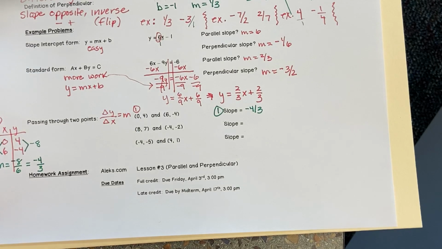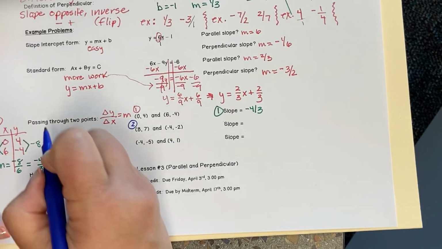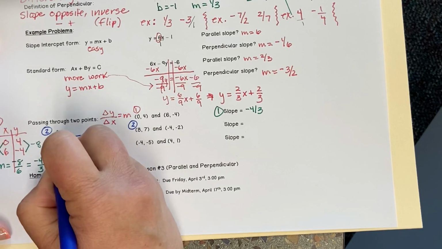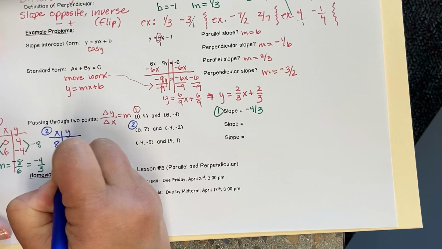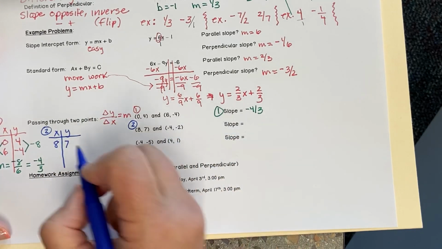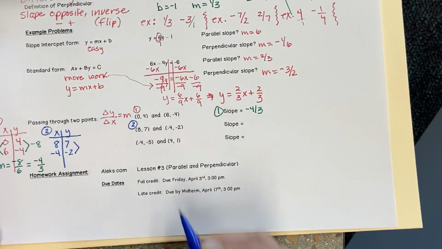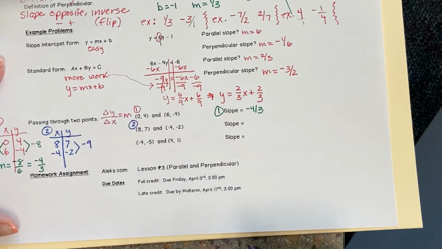Okay. Let me get a different color marker. Let's do blue. Okay. Second one right here. Make my t-chart. I'm going to go 8 and 7, and negative 4 and negative 2. And if I'm at 7, I have to go clear down to negative 2. That's 7 and 2 more. So that's down 9.